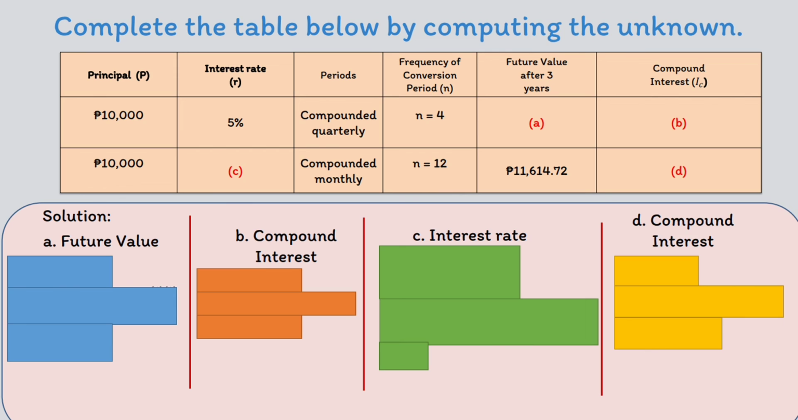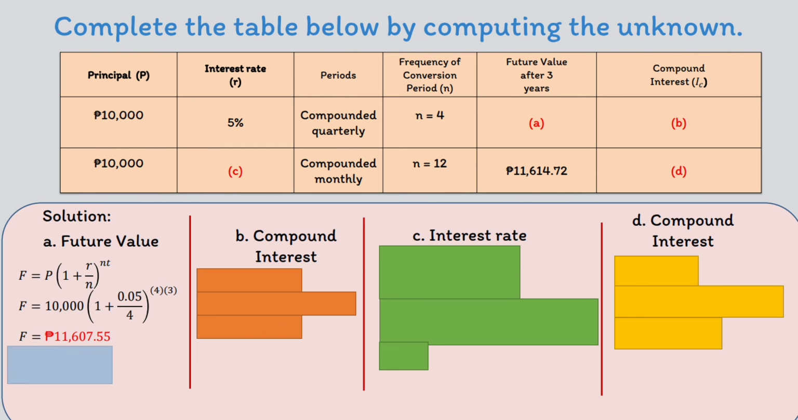So now, let's complete this table by solving the unknown values. In the first row, the given are 10,000 pesos as the principal, 5% or 0.05 as rate, period as compounded quarterly so the n is equal to 4, and the missing values are the future value and the compound interest. To get the future value, we must use the formula F = P(1 + r/n)^(nt). Then, we can substitute the given values to the formula and encode it to our scientific calculator. Finally, we get the future value of 11,607.55 pesos.